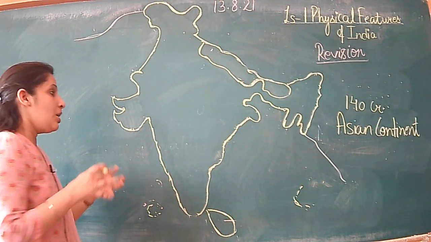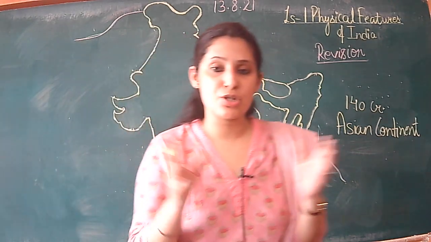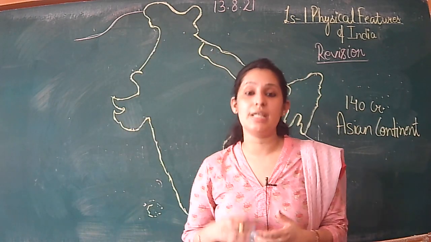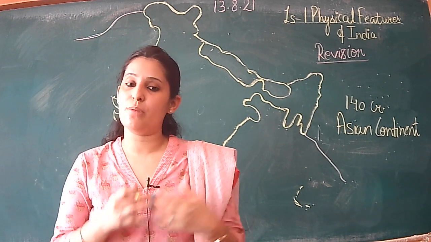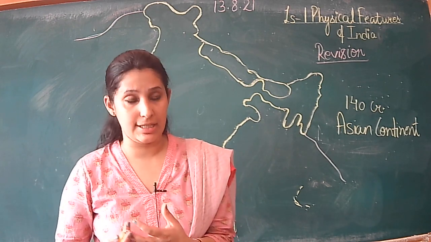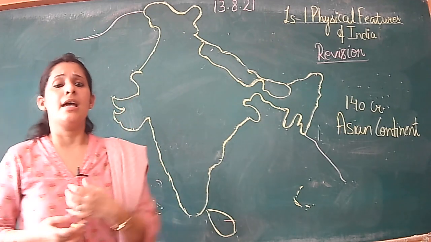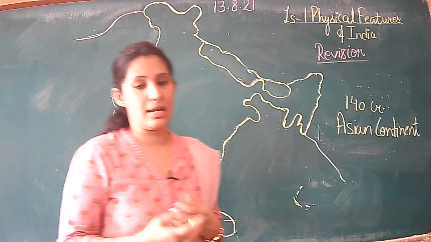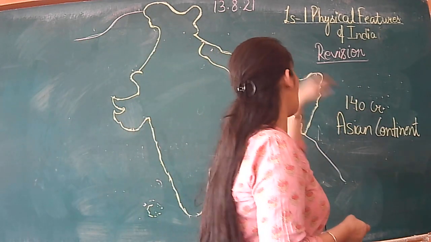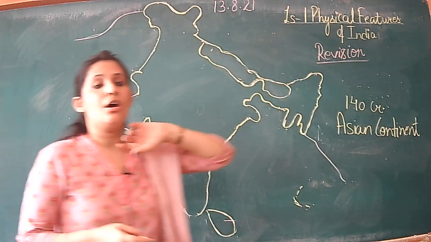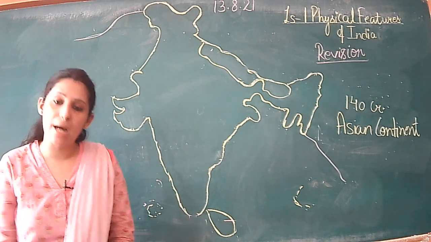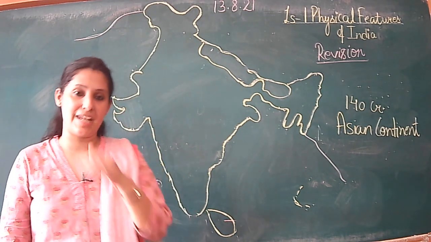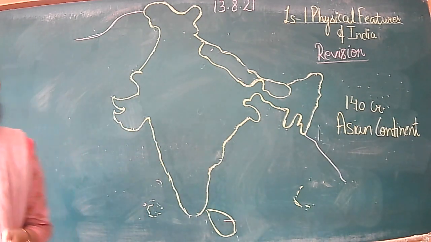And you know what separates us from the rest of Asia? Mountains and the sea. Mountains and seas separate us from the rest of Asia. And India is bounded by the great Himalayas from which direction? From the north direction. Yes, that is correct.